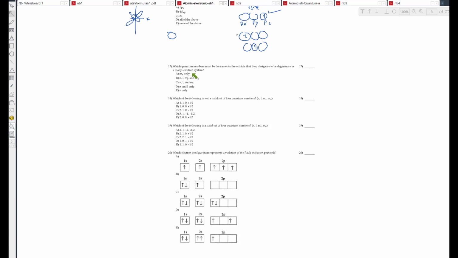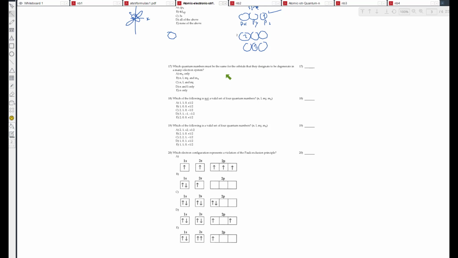So n s, the spin, those quantum numbers, doesn't matter for the degenerate. I told you when I was giving the answer that I changed to the C choice: for degenerate, it is n and l only. So in this case, D. I changed it because it was only for the hydrogen spectra.